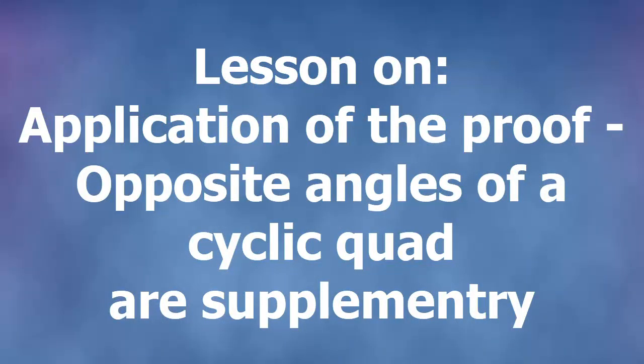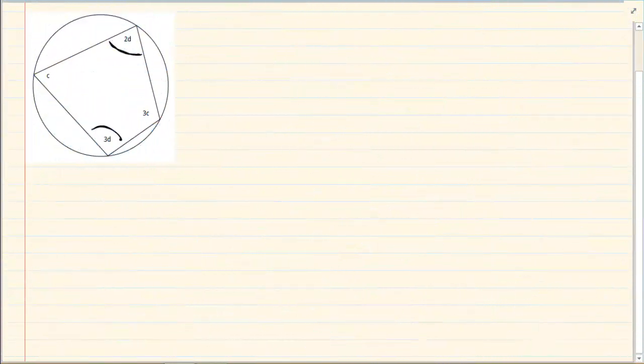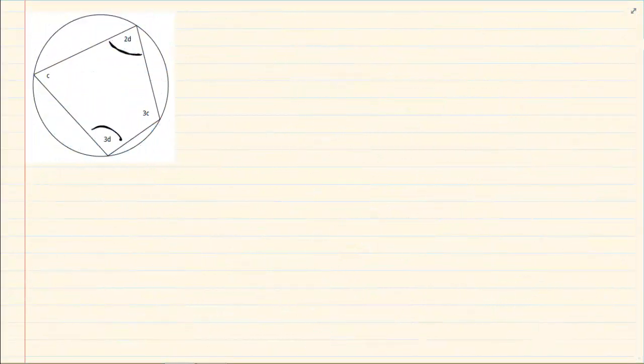Today we're going to do the theorem that states opposite angles of a cyclic quad are supplementary. Now what does that mean? That means that if I take the two angles that are opposite each other in a cyclic quad. Now you know what's a cyclic quad. It's a four-sided figure with all 4 points touching the circle. Then these angles, when I sum them up, will equal 180 degrees.